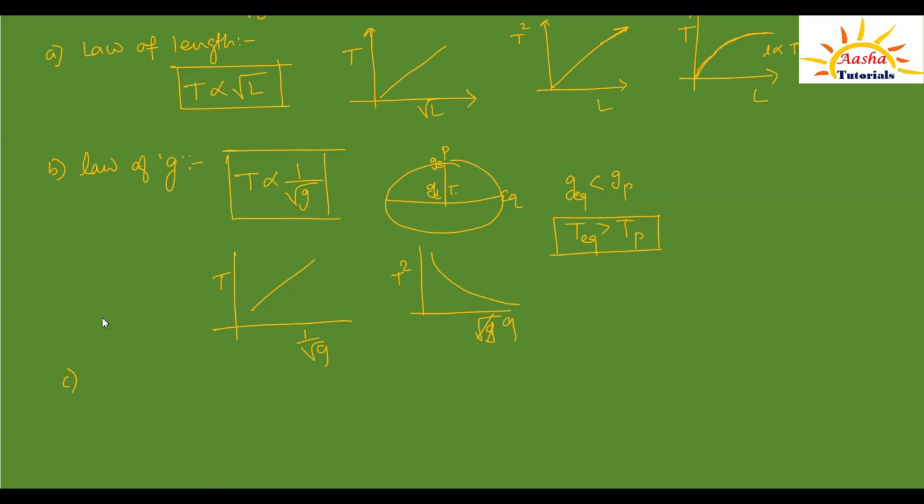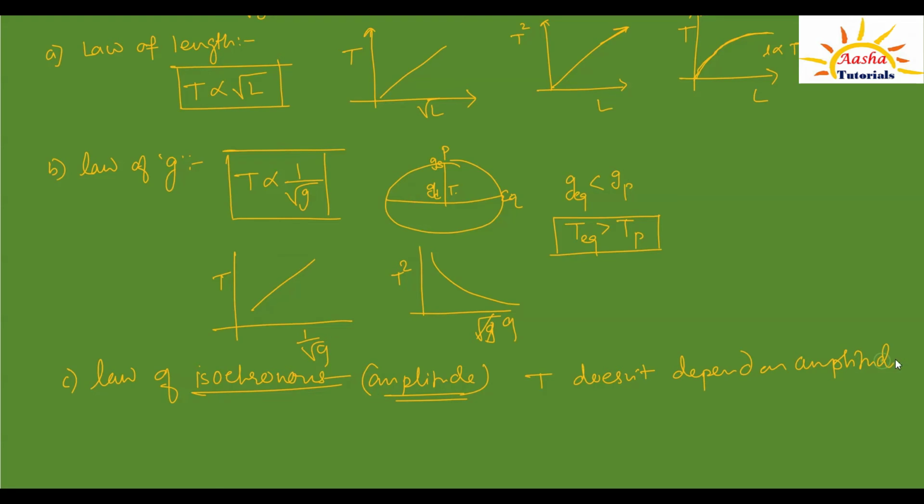Then let's see next law, that is law of isochronism असं त्याला म्हणतात. So what this actually law is about? This law is about amplitude of oscillation. आणि हा लॉ काय सांगतो? That period does not depend on amplitude. Period does not depend on amplitude of oscillation. So this is again very important.